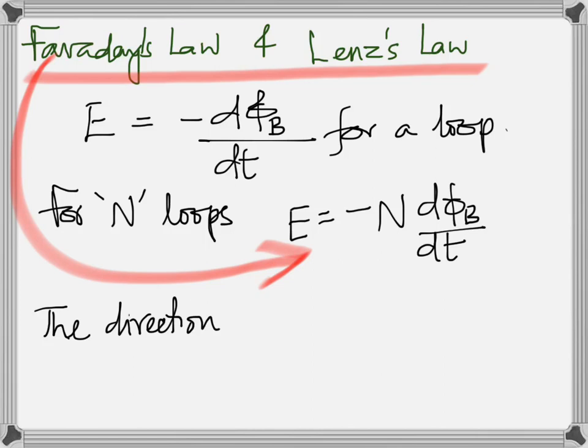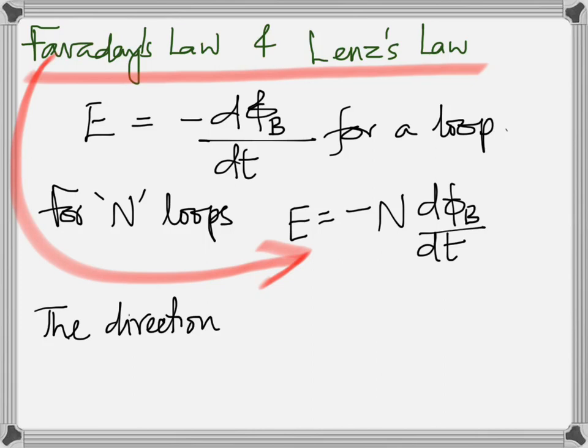If it was a collapsing field, this current tries to maintain that field. I'm not saying that it will succeed completely, but at least it will slow down the rate of collapsing of the field. Are you with me? But if that was a field that was increasing, then what does this induced current do? It produces a magnetic field that tries to reduce it. That's it. That explains the negative sign.